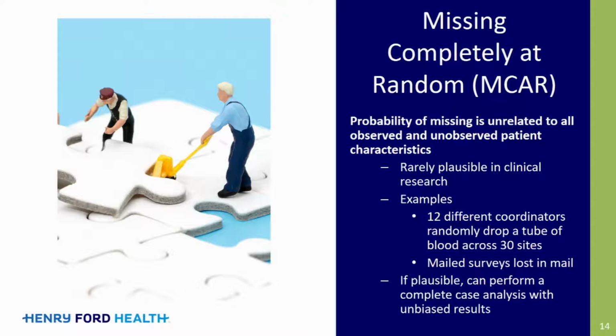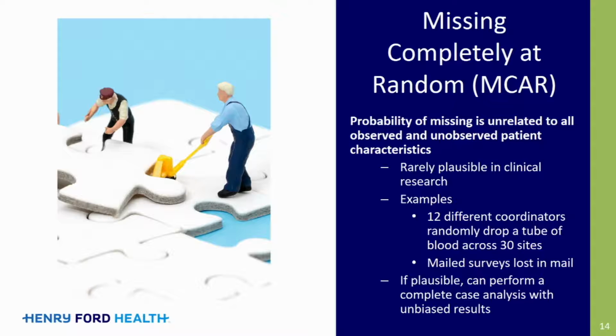But we'll categorize missing data into three ways. One is missing completely at random. This means that the probability of that data missing, whether it's an outcome or the variable of interest, is completely unrelated to anything observed or unobserved about the patients in your data.